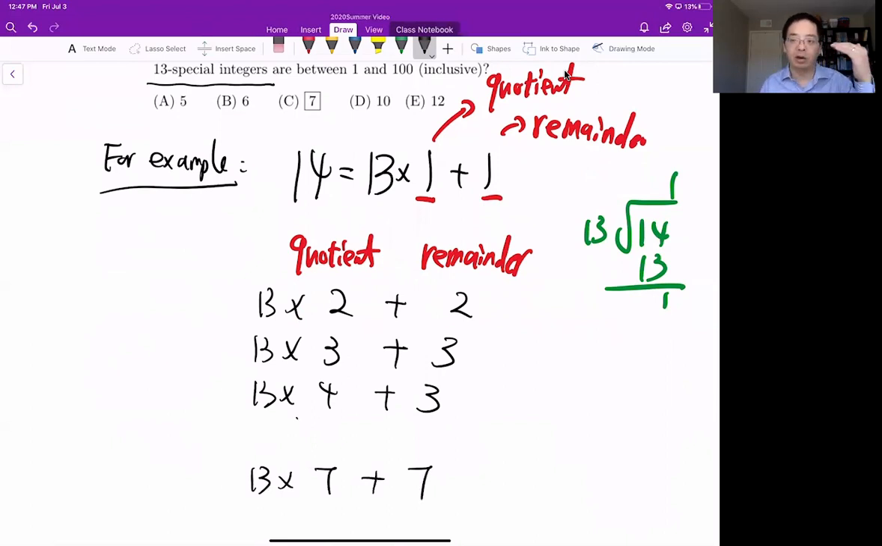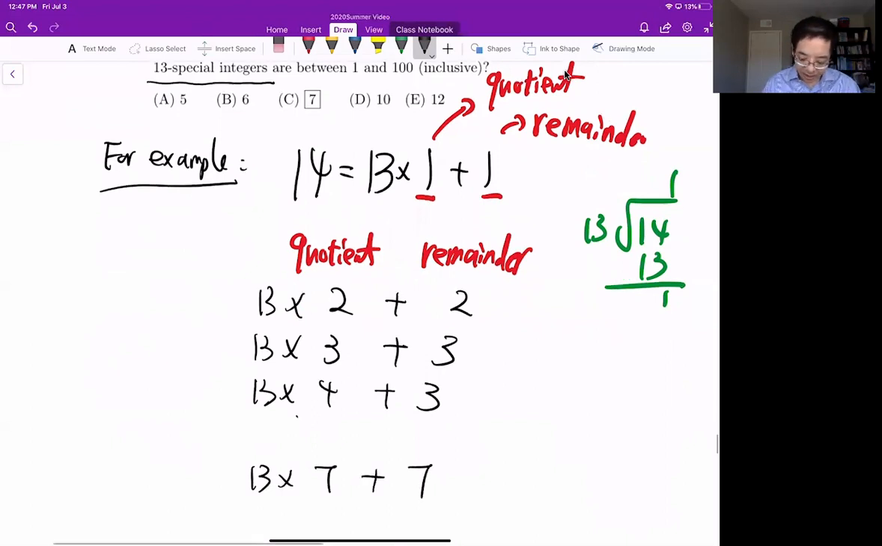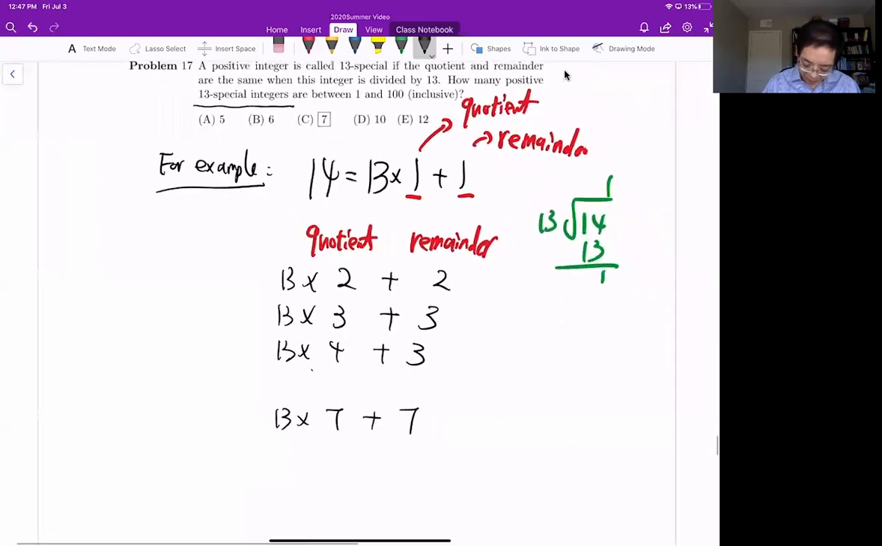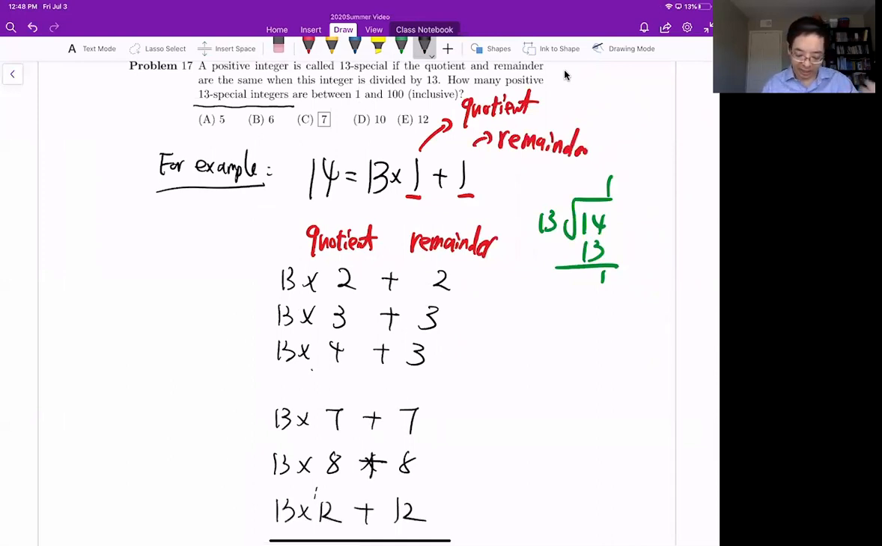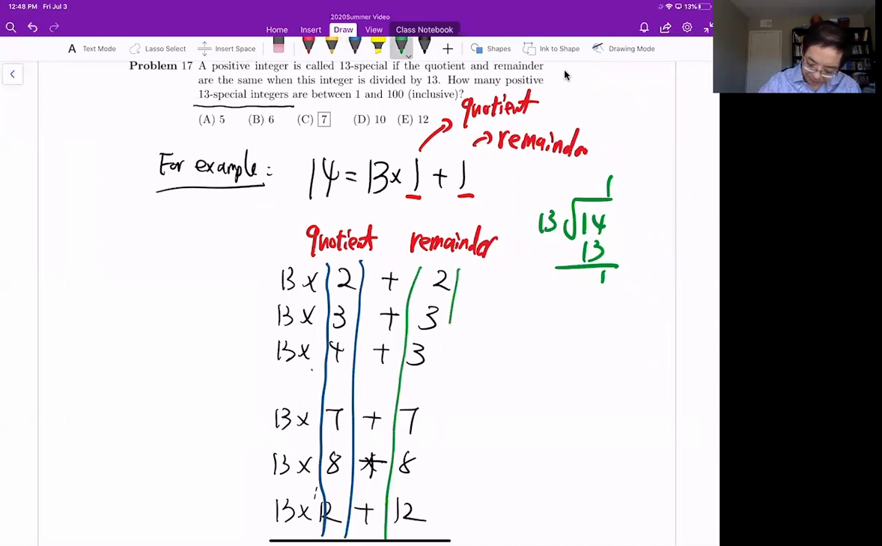Now, of course, if you only care about this 13 special, you will keep going to 13 times 8 plus 8, and all the way to 13 times 12 plus 12, because the remainder has to be less than 13, right? Okay, so this is the quotient part, and here is the remainder part, they are the same. All right, but here, because we require the numbers to be no greater than 100, we have cut off right here. So this is the number.